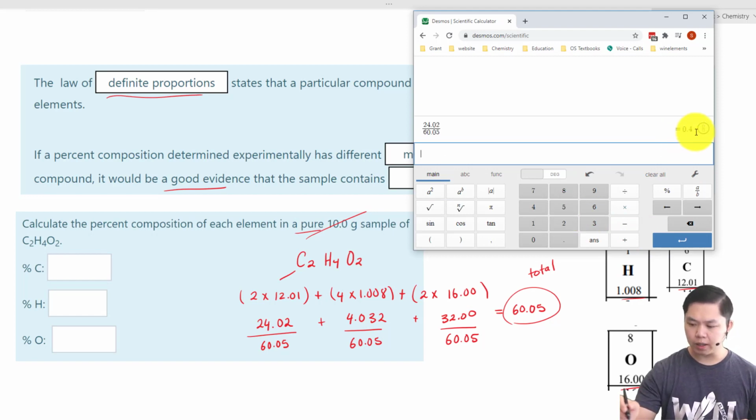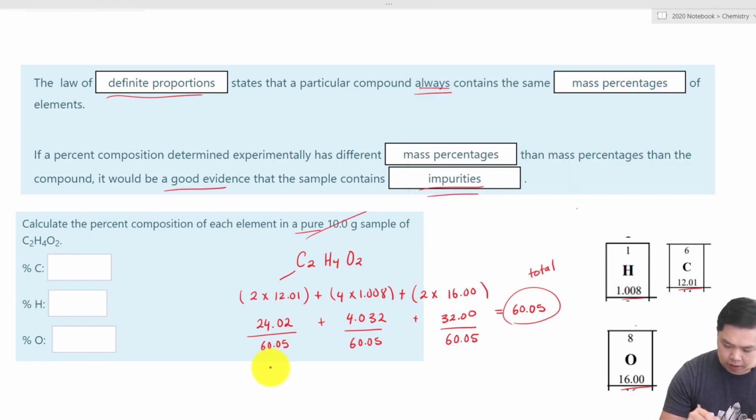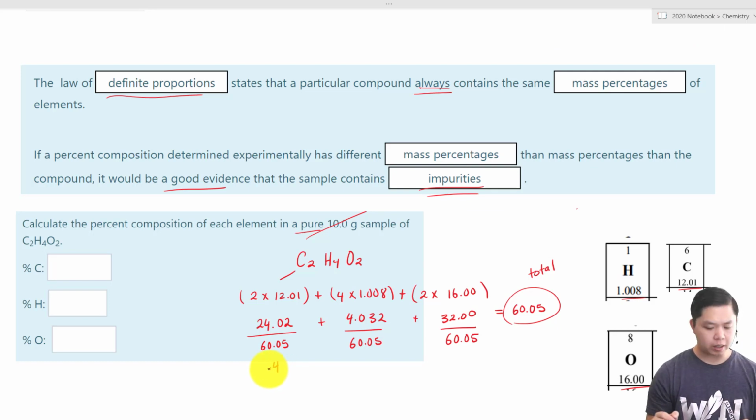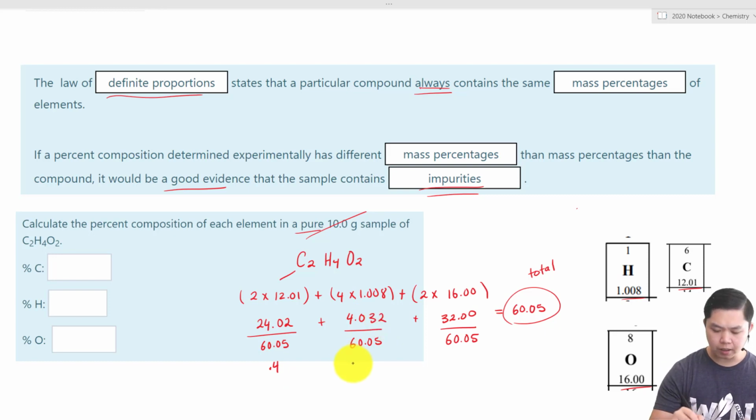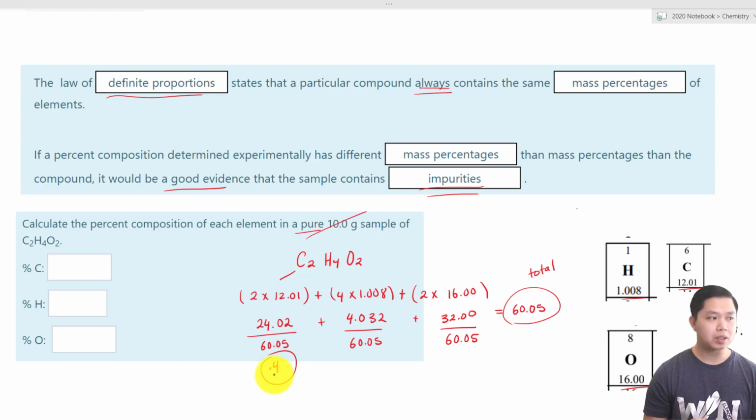Then we have 0.4. So there you go. Our answer is 0.4, okay? Now let's go to the other one. 4.032 divided by 6.005. So what do we have? In this case, notice how this is a decimal, but we can convert that to percentage easily.